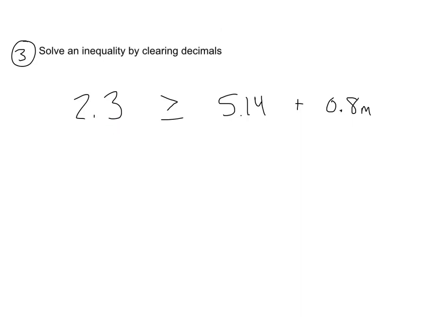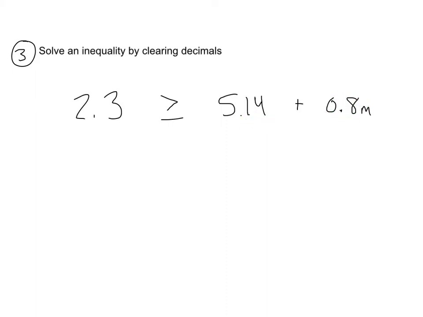I'm going to look at all the decimals here, and I'm going to find the largest decimal place. What do I mean by that? Well, let's see. Here in this term, we have a decimal in the tenths. Here we have a decimal in the hundredths, 4. Here we have another decimal in the tenths. So what was the largest one?